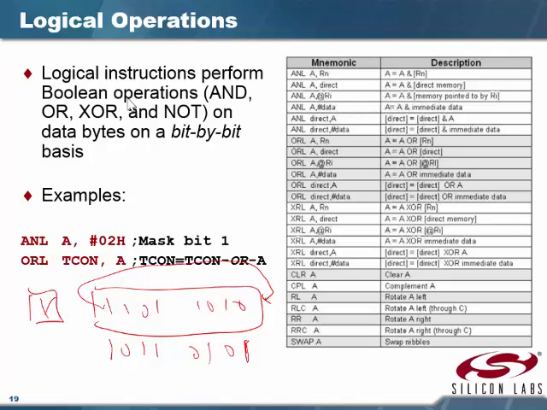And then the last one is a swap. All that does is, if A contains 1, 1, 0, 0, 1, 0, 0, 1, it just swaps them. It's going to contain 1, 0, 0, 1, 1, 1, 0, 0. It swaps the low order nibble with the high order nibble. The nibble is these 4 bits right here; these 4 bits become those 4 bits, and those 4 bits become these 4 bits.